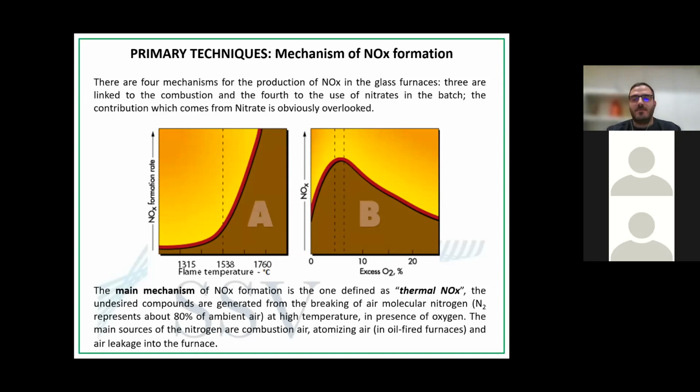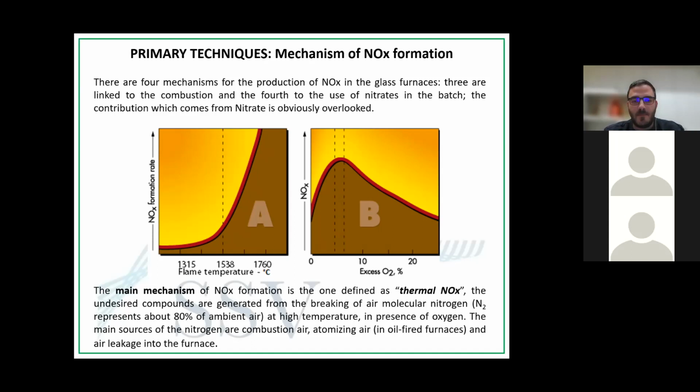In this presentation, we're going to talk mostly about the ones linked to the combustion. The main mechanism is the thermal NOx. At high temperature and with an excess of oxygen, NOx is generated from the breaking of the molecular oxygen and nitrogen in the air. As you can see in the figures, NOx formation and its rate of formation depend exponentially on the temperature of the flame, and it also has a different trend with excess of O2.